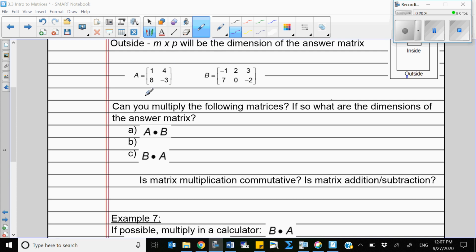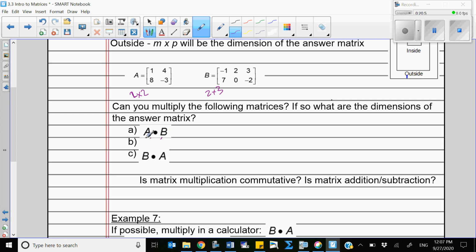Okay, now we have two matrices here. Matrix A is a 2 by 2 matrix, and matrix B is a 2 by 3 matrix. Now, are we able to do the following multiplications?